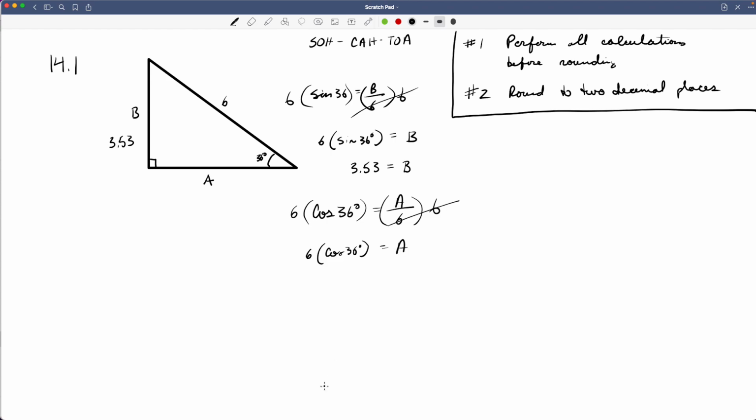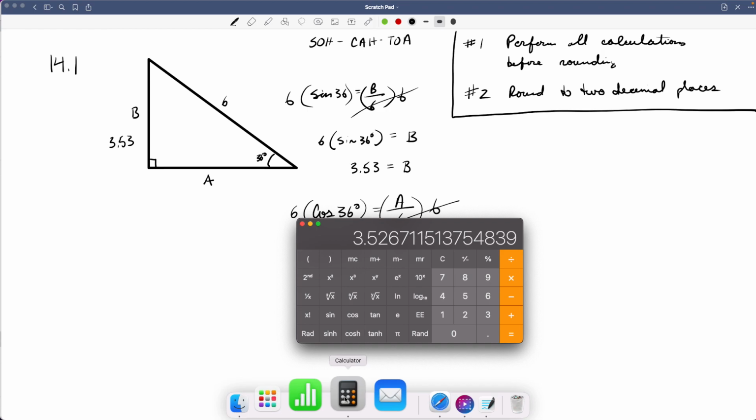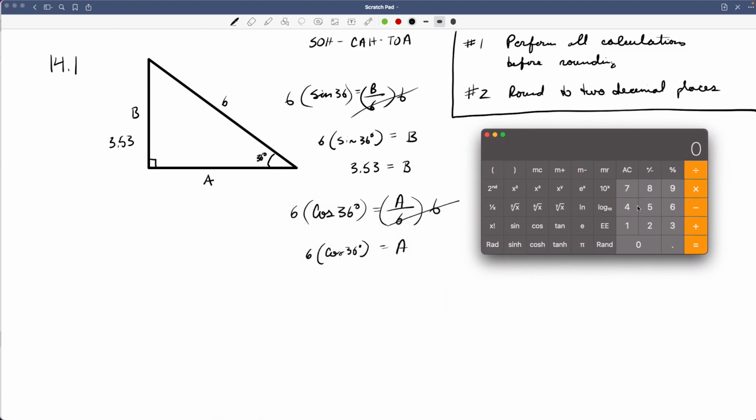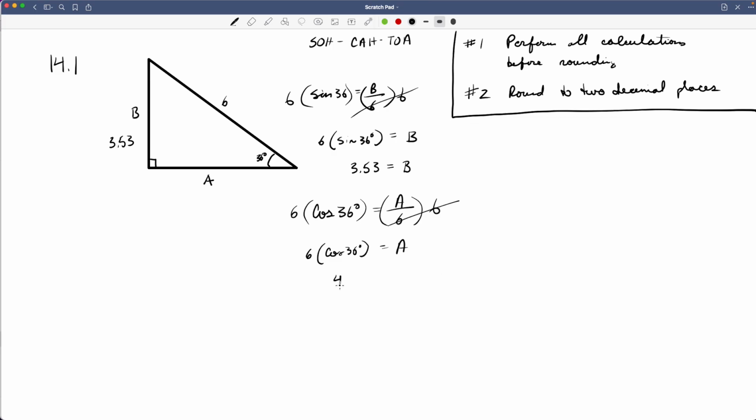So I pull up my calculator one more time. I clear this number out. Let me move over here so we can see. I am going to perform the calculation inside the parentheses first. 36 cosine times 6 equals, now I'm going to round. 4.85, can I round that? Nope, that's a 4. So we ignore all of this. 4.85 is my answer. 4.85 is the length of A.